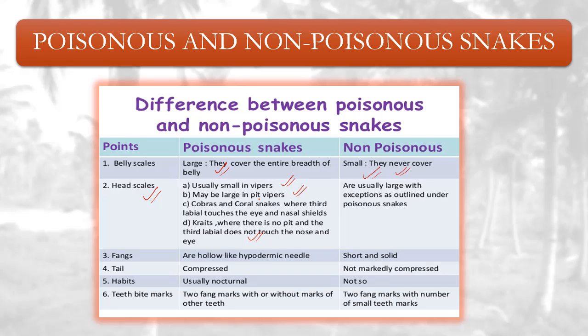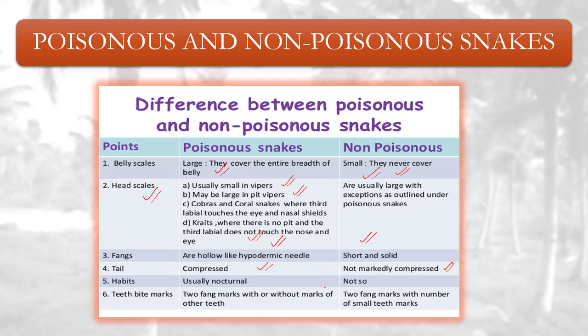In case of non-poisonous snakes, they are usually large with exceptions as outlined under poisonous snakes. Fangs: in case of poisonous snakes, fangs are hollow, like a hypodermic needle, and in case of non-poisonous snakes, they are short and solid. Tail is compressed in case of poisonous snakes. In non-poisonous snakes, it is not markedly compressed.